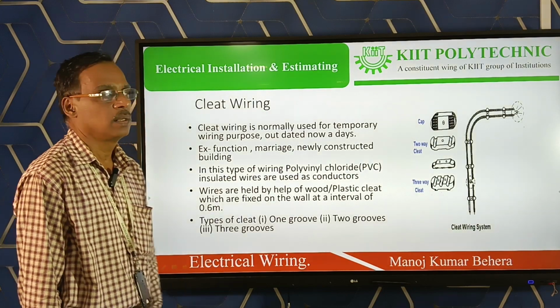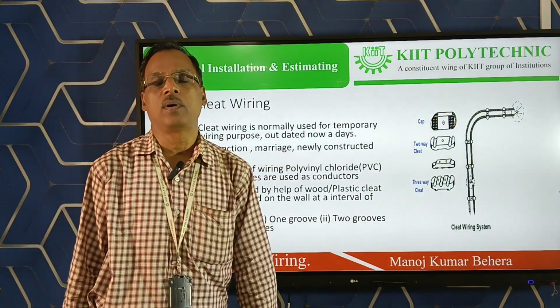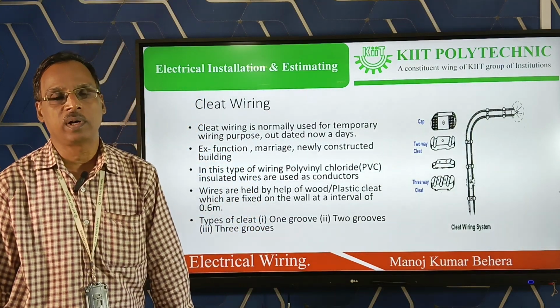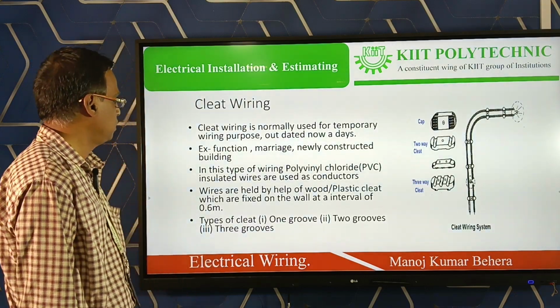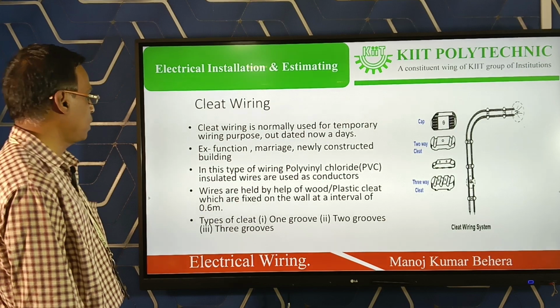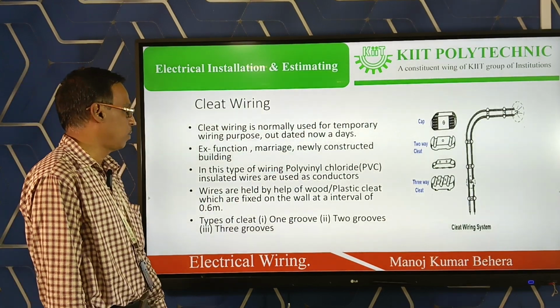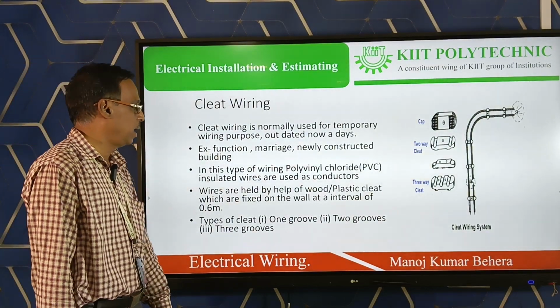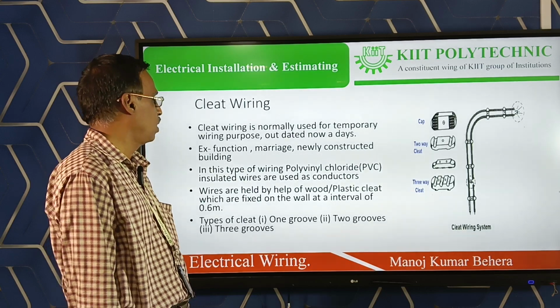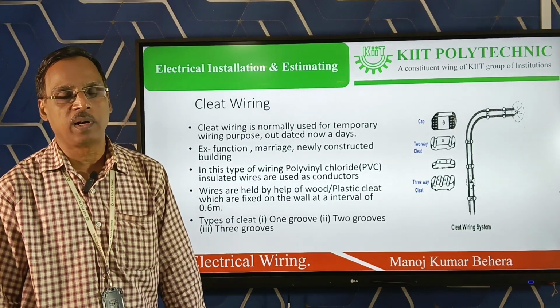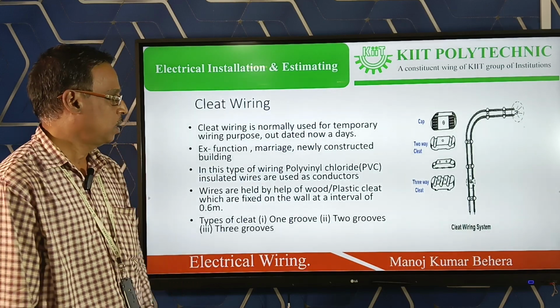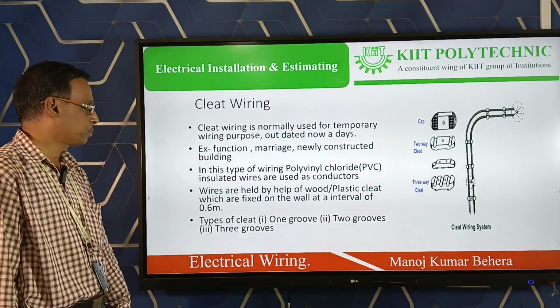What is cleat wiring? Generally, cleat wiring is purely temporary wiring. There are different groups, single group, two group and three group. Cleat wiring is normally used for temporary wiring, for example in functions, marriages and newly constructed buildings. Generally PVC, polyvinyl chloride wires are used for this wiring.